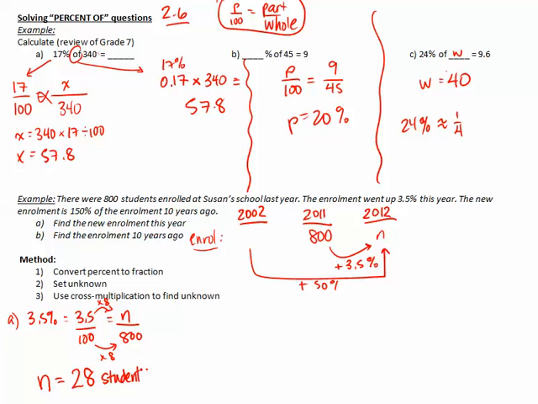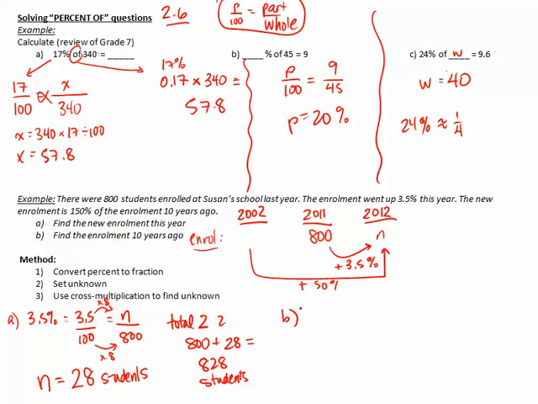Does that mean only 28 students are enrolled this year? No, this represents the 3.5% increase. So my actual total for 2012 equals the 800 students originally from 2011 plus the 28 students that I'm adding this year, which makes 828 students.